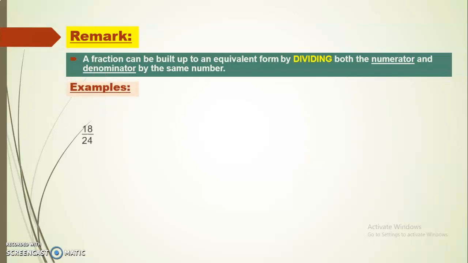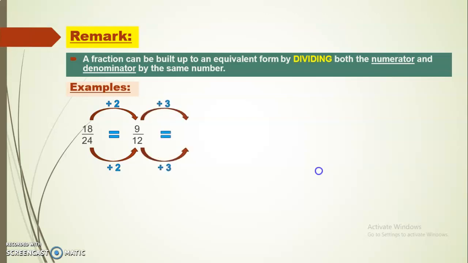18 over 24. 18 and 24, I can divide by 2. It will be 9 over 12. 9 and 12, both of them are found in table 3, so I can divide them again by 3. It will be 3 over 4. I can't find 3 and 4 in any table, so no more division.